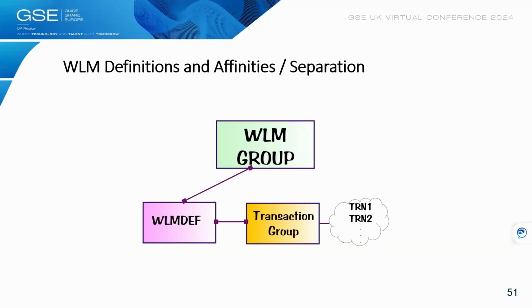But now let's talk about exceptions to the rule. Exceptions to the rule deal with things like affinities and separation. Transaction affinities, which cause you to run a particular workload in a specific region. And then the separation is basically saying, I don't want these transactions running with those. In order to do that, you're going to build a workload manager definition and associate it with a group. The definition is going to have a transaction group to specify which transactions fall within those specifications.